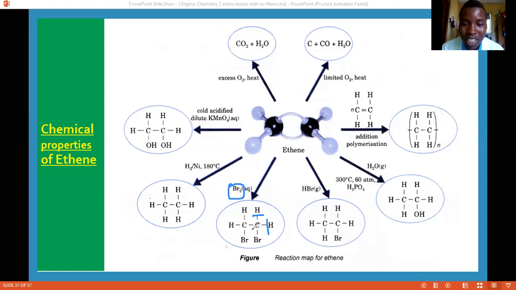So the double bond is your reaction center. You add one of the bromine to one of the carbons and the other bromine to the second carbon. So take note of that. It is at the reaction center that this addition takes place.